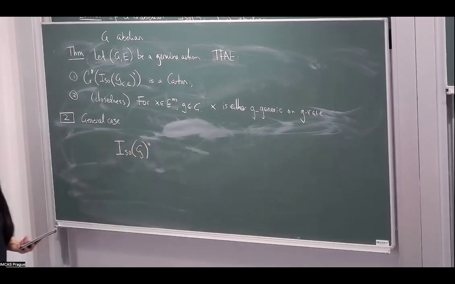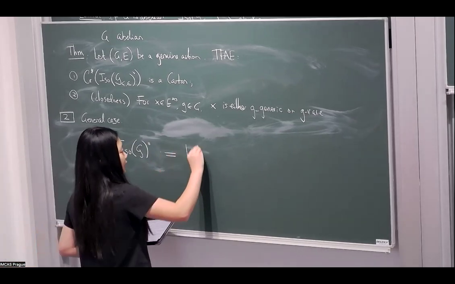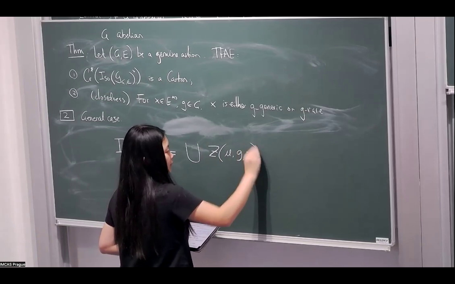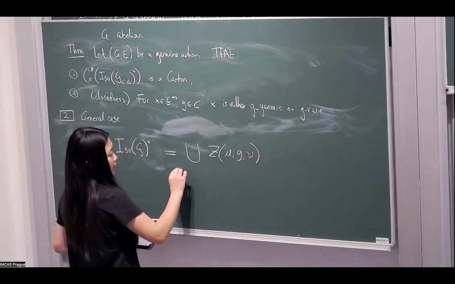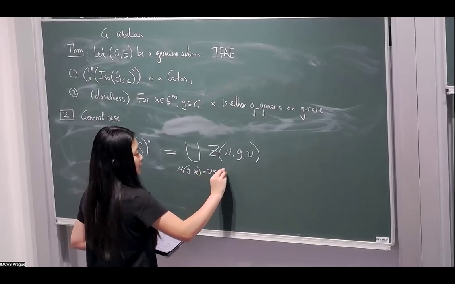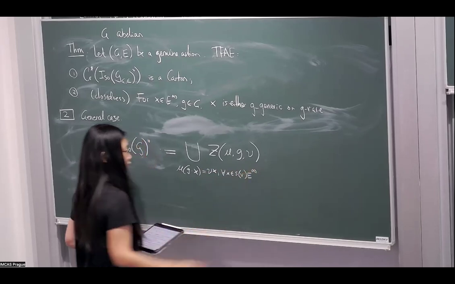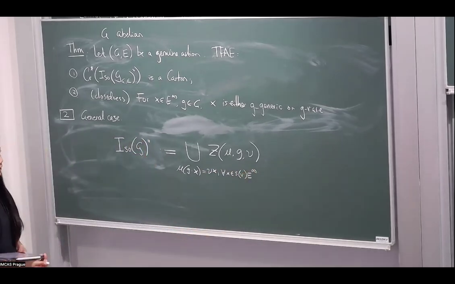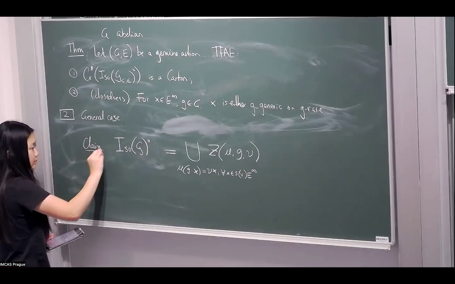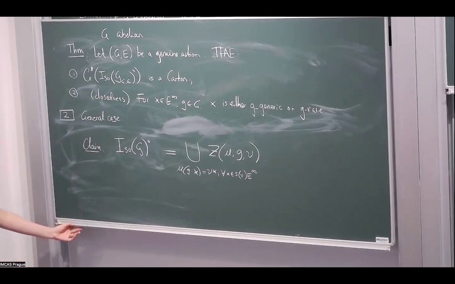I take the interior of the isotropy of the self-similar groupoid, and I claim that it is the union of those cylinder sets mu g nu, where mu g · x is equal to mu x for any x ending at the source of mu. So I claim this equality, and it is actually more or less straightforward.